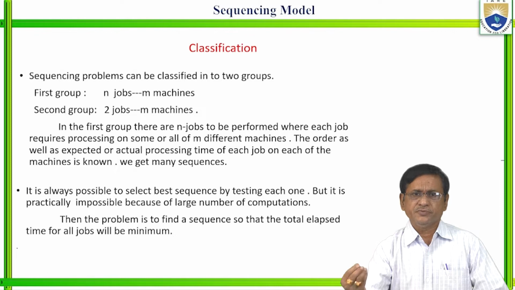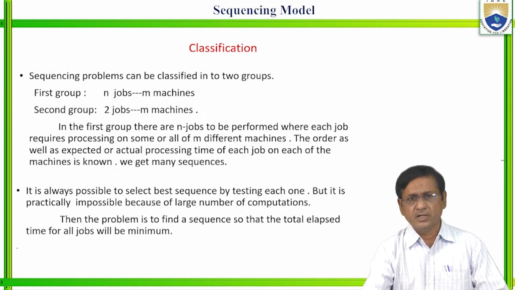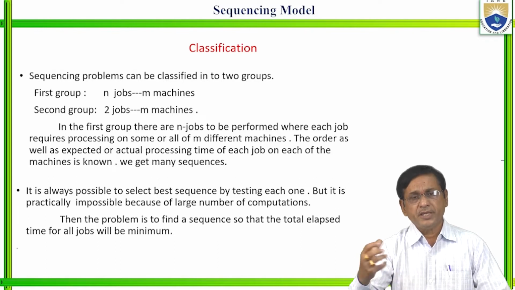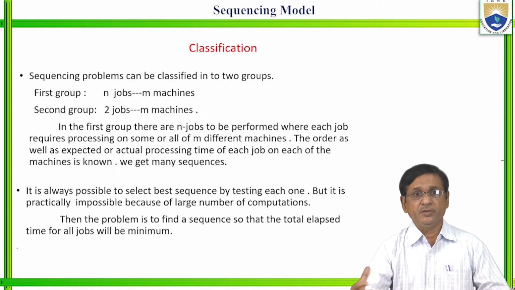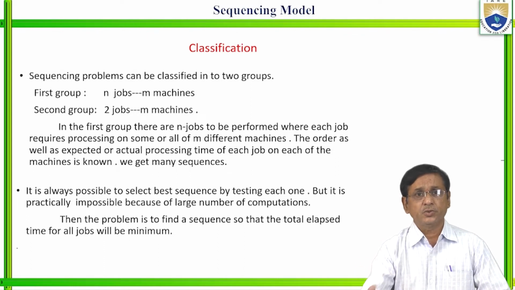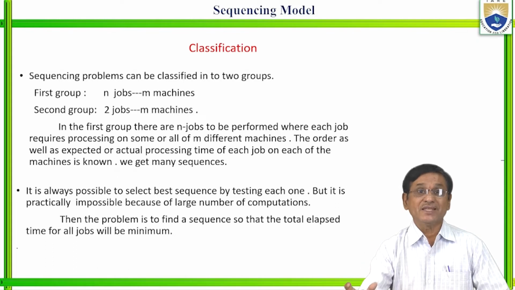Suppose the processes are known, the order is known, and how much time is required is known, then what is the problem? We have to make a sequence. We can make different types of sequences; many sequences will be there. So from them we have to select the best sequence.